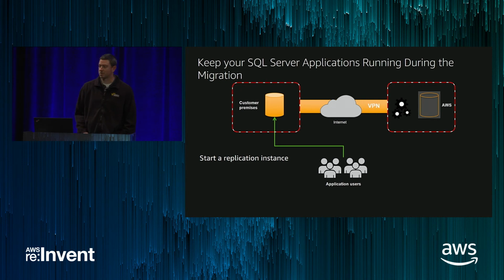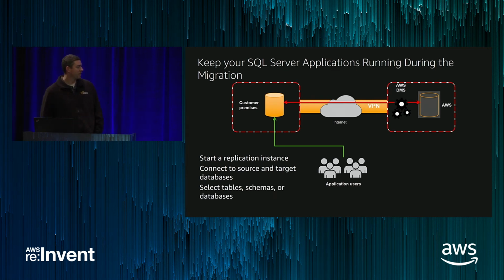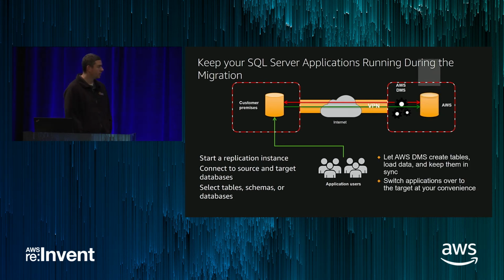DMS will start a replication instance. It will then connect to your source and target databases. You then have the option to select the tables, the schemas, the databases that you want to replicate between your on-premises environment and AWS. So you have that choice. You get to pick what's replicated and when. DMS is going to create the tables, load the data. It'll keep the two in sync.